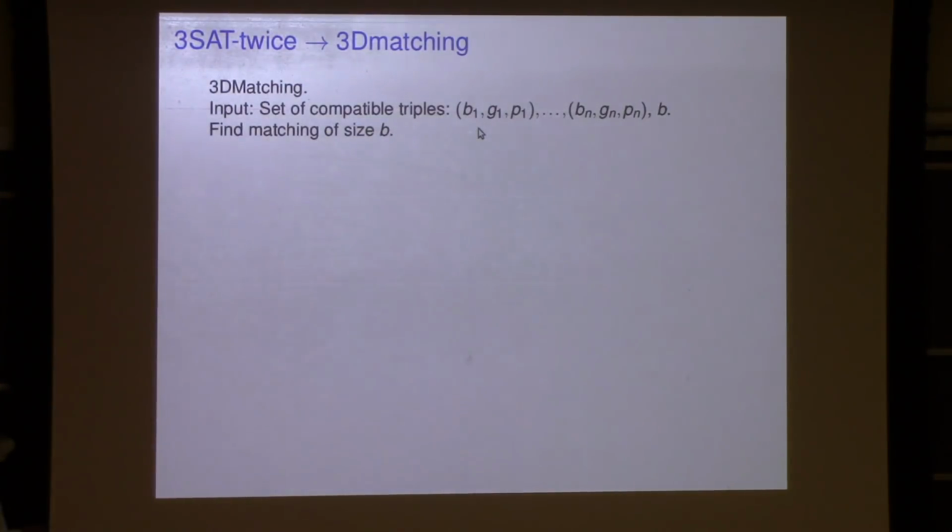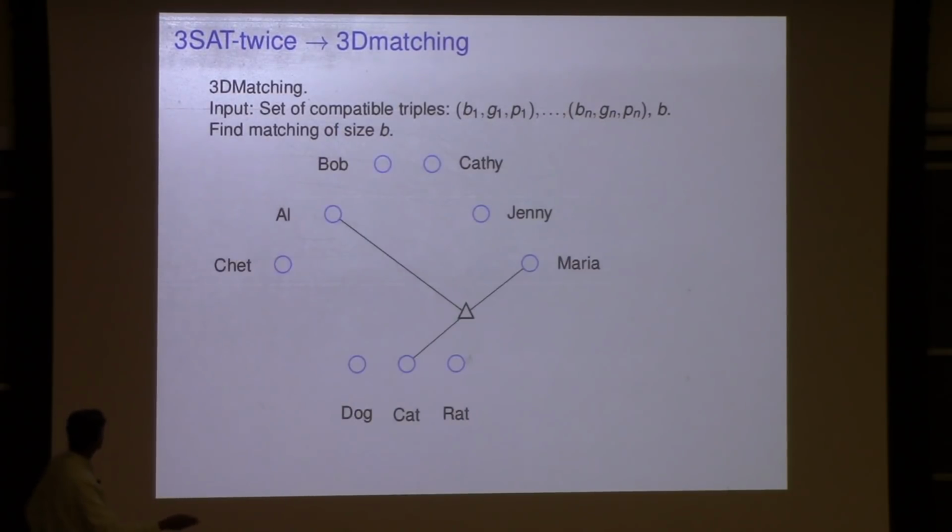Okay, set of compatible triples. These are boys, girls, and pets, and B is a number. So these triples are this boy and this girl and this pet are all compatible, right? It's a dachshund and a boy and girl who like each other and are both okay with the dachshund. Who would be okay with the dachshund? I don't know, but here's an example.